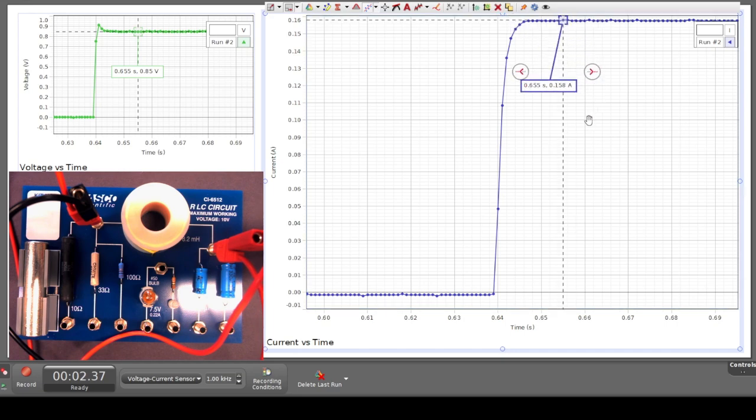There we go, 0.655. So we have a voltage of 0.85 volts and a current of 0.158 amps. So we can use that to calculate the resistance of the circuit. In this case, it should be basically just the resistance of the coil itself.